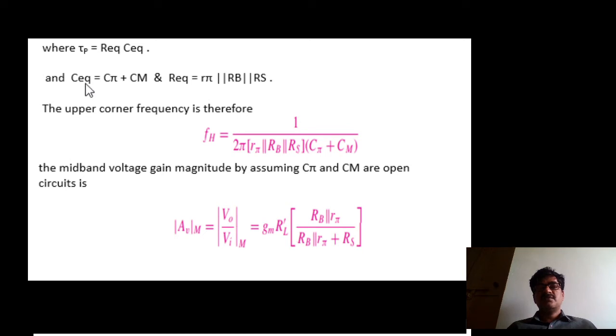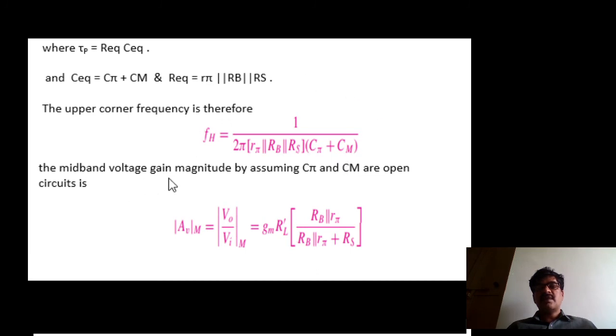At the input circuit, if you see, the equivalent capacitance is Cm plus C pi, since these two are connected in shunt, and equivalent resistance is R pi parallel RB parallel RS. Now, including these two in the corner frequency, it becomes fh equal to 1 by 2 pi of R pi parallel RB parallel RS into C pi plus Cm. So this is the higher cutoff frequency.